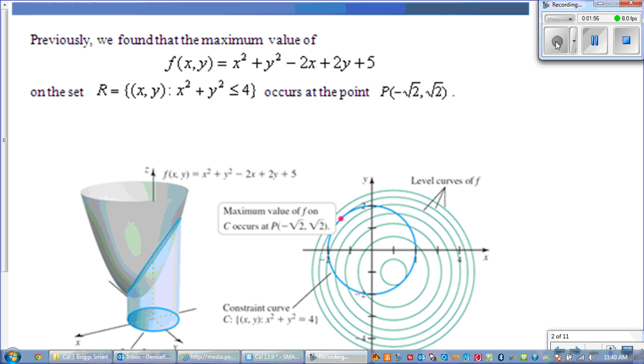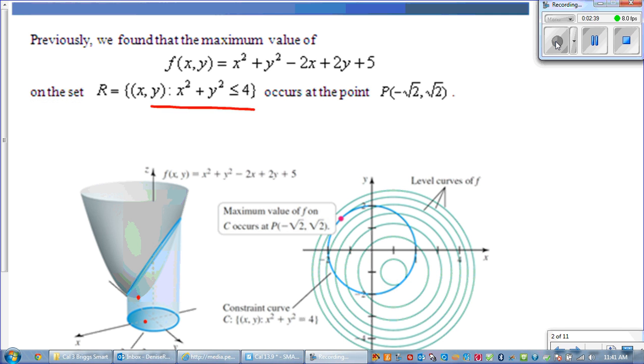Previously, we found the maximum and minimum values of this function, f, on the set that consisted of the circle with radius 2 and everything inside that circle. So the set was a closed set, but it not just included the boundary, but also the region inside of that circle. So we did it two ways. First, we used the second derivative test by finding the critical values, where the partial derivatives were both 0, and we found that there was a local minimum at a point inside of that region.